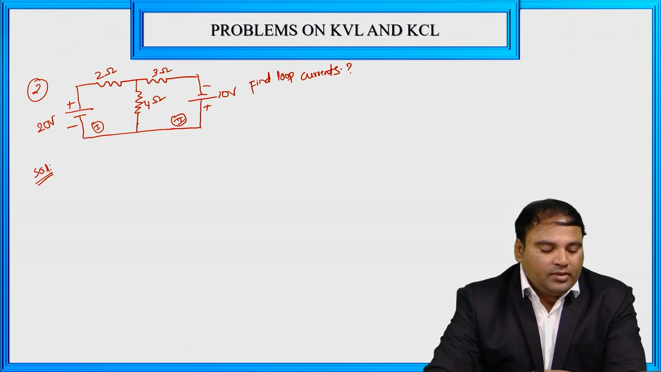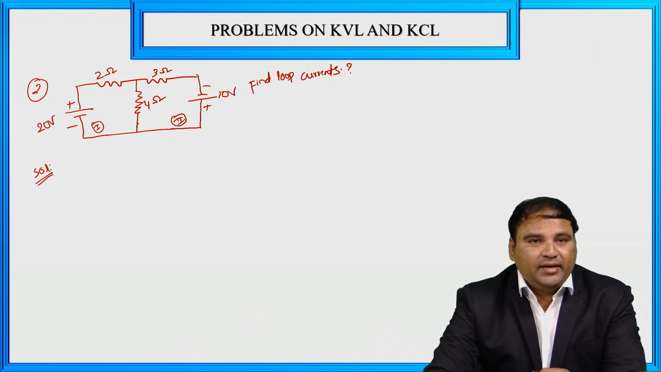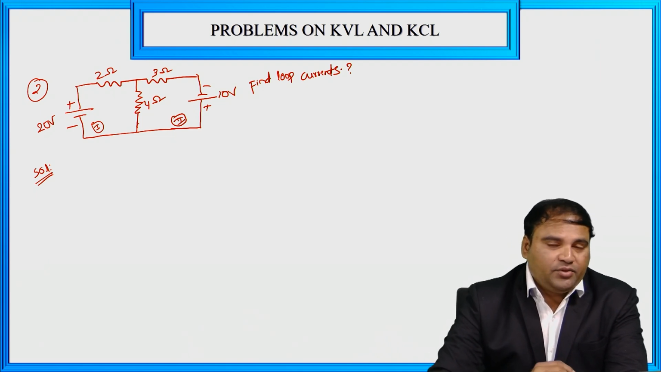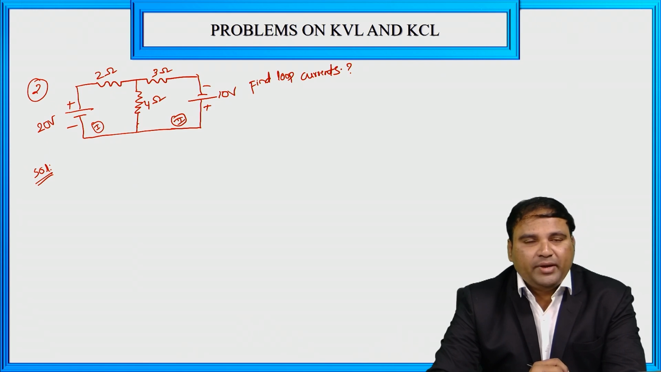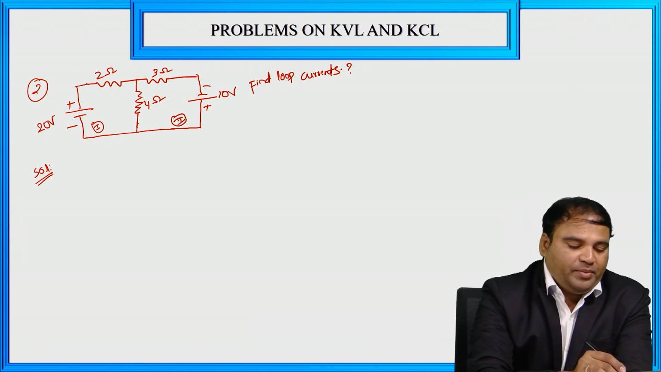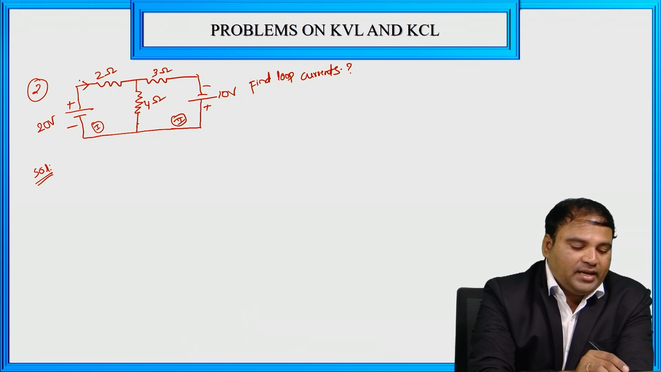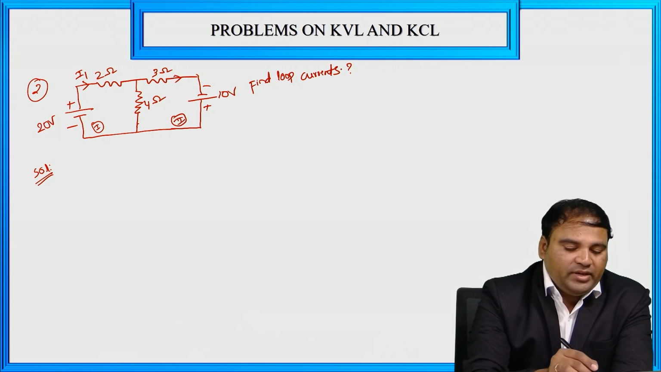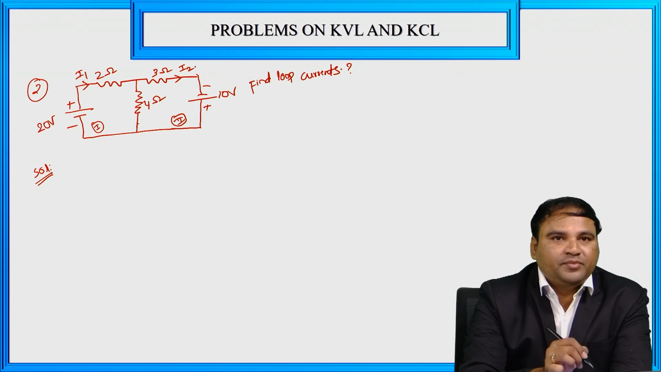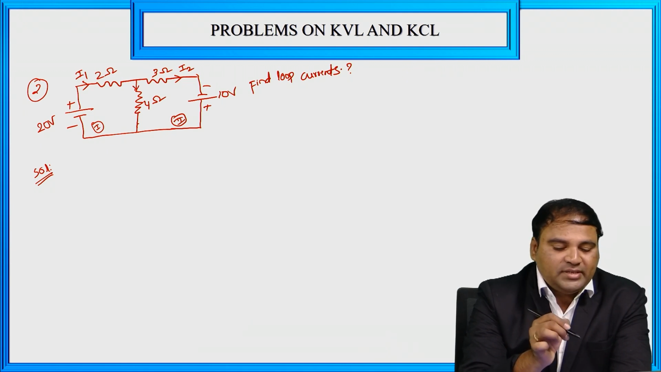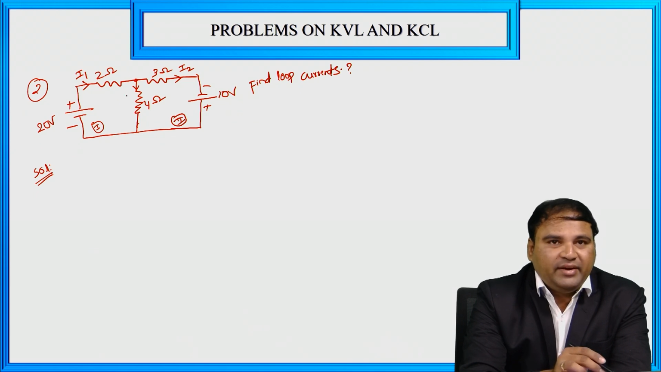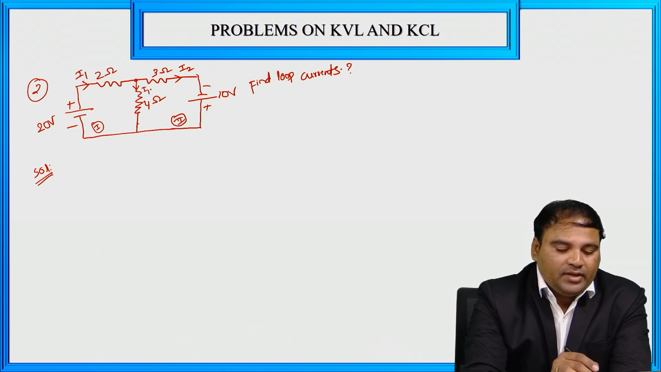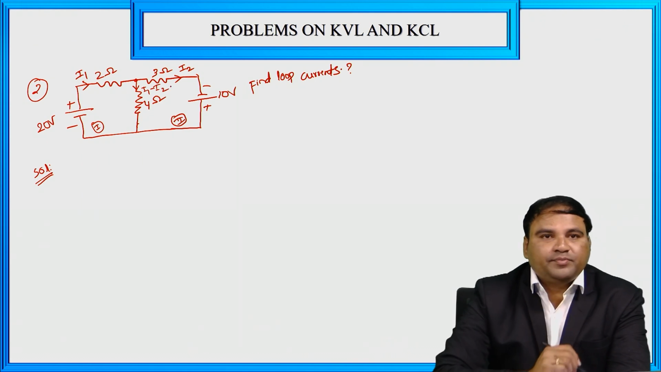Now we need to give the current directions. So the first loop current I am taking as I1, the second loop current as I2. The first loop current is in the clockwise direction, and the second loop current is also in the clockwise direction. Now what about the current through this 4 ohm resistor? Here at this node point the current is dividing, that means I1 minus I2.